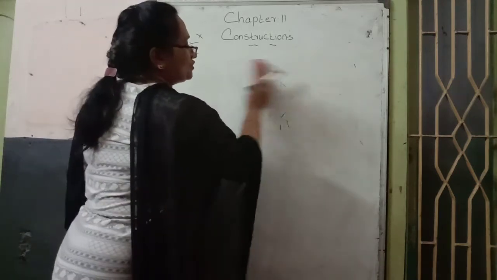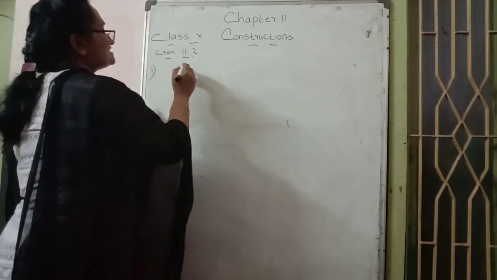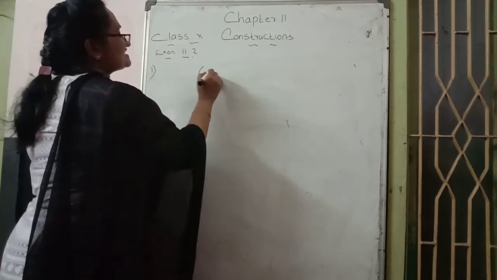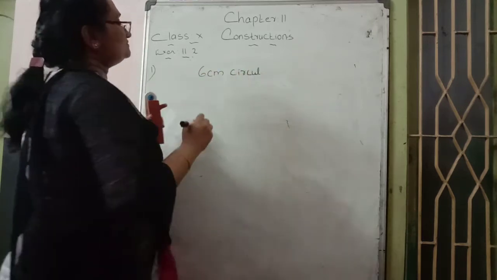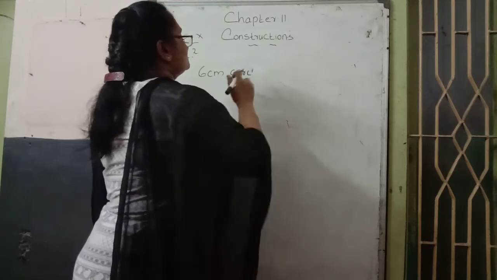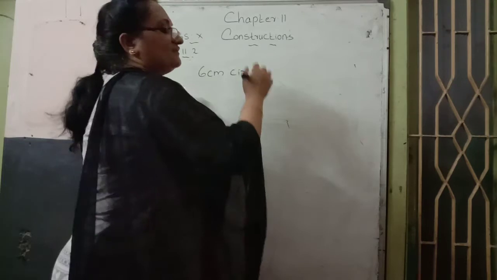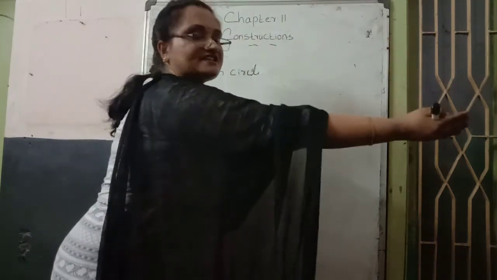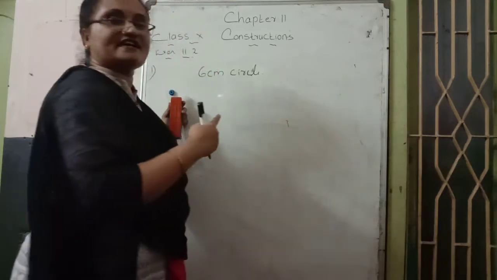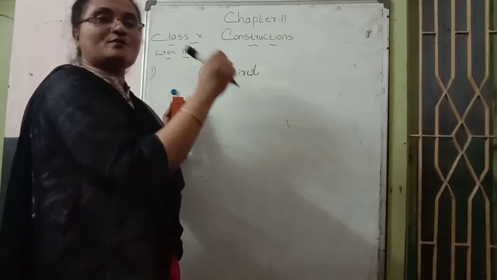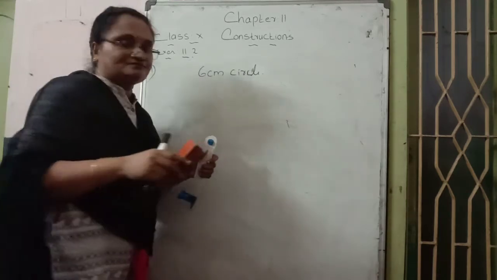So now first we go through the first question. The first question says to draw a circle of radius 6 centimeters. First of all we want to draw the circle. Then from the center, draw a line 10 centimeters outside of the circle, mark an alphabet there, and draw the tangent. That is the first question.